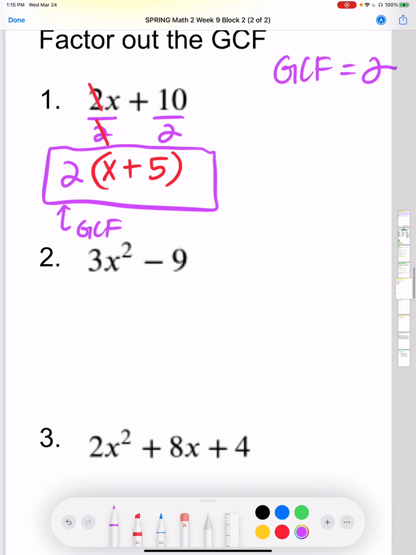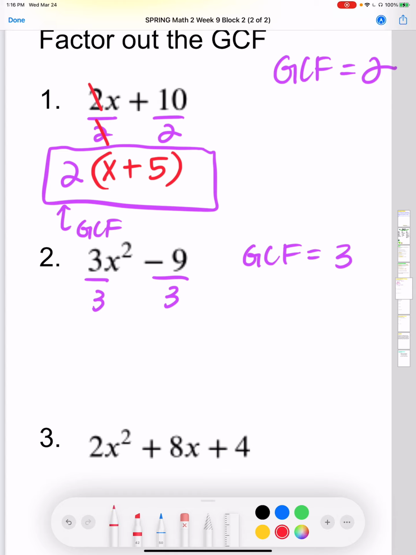All right, let's try another one. The next one we have is 3x squared minus 9. Again, we're going to look for that GCF. The GCF for this one is 3. I have two terms. If you look at both of those, they both have a 3 that I can divide out. For now, ignore your variables. The reason we're ignoring our variables is because there is also no common factor between the variables, and we'll talk about that a little bit later.